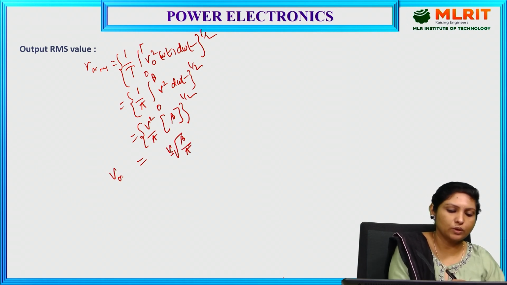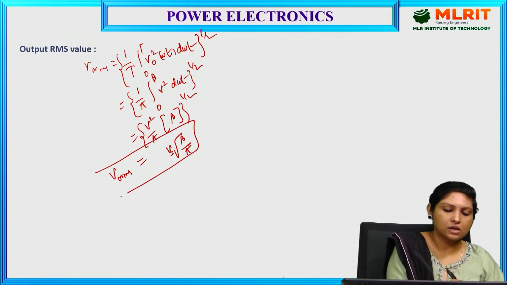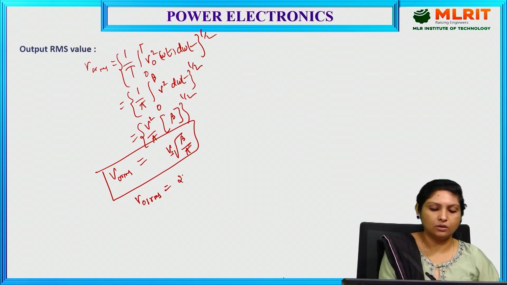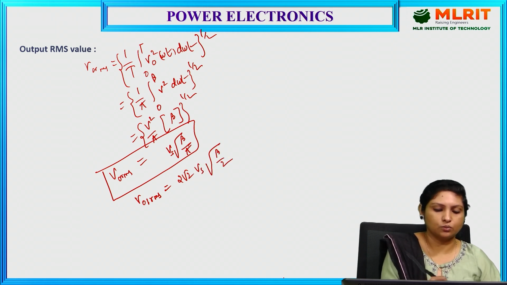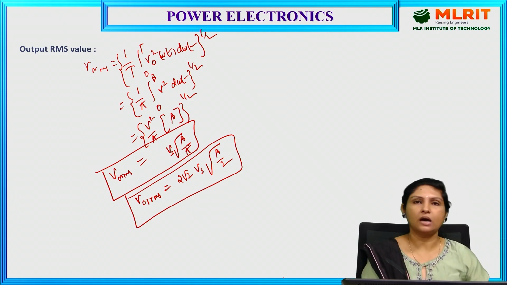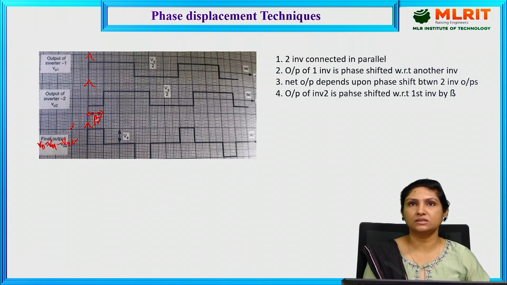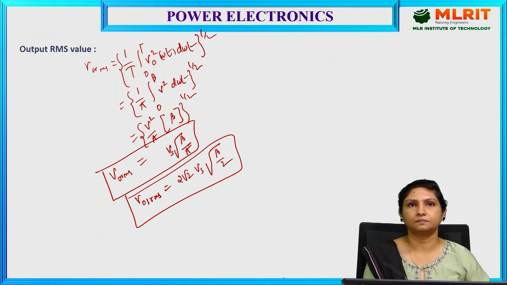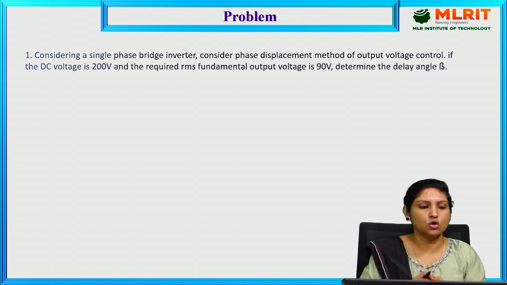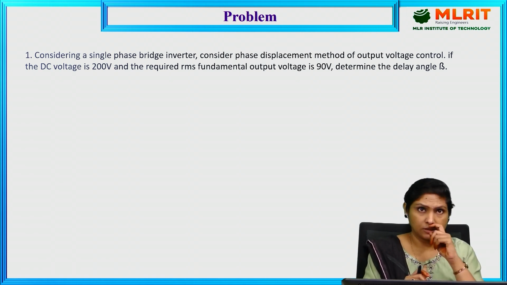This is nothing but V0 RMS, whereas the output voltage of the other inverter, denoted by V01 RMS, is given by the formula 2 root 2 Vs root over beta by 2. And this is another phase control, that is the phase displacement technique. And let us solve a problem based on this phase displacement control.